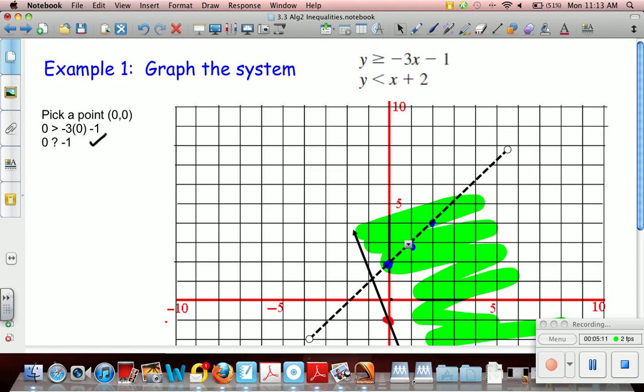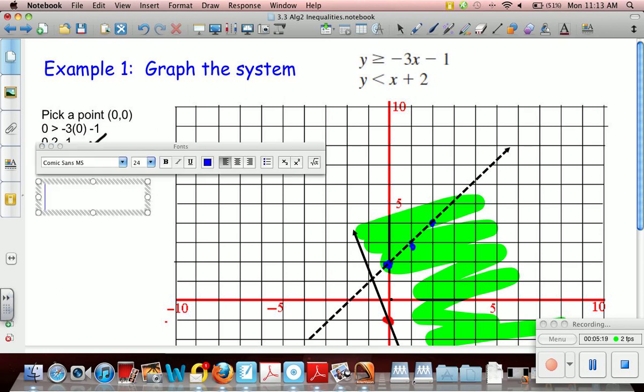Extend it out. And then I need to pick a point for this one. So I pick another point, and it doesn't matter again which one you'd like to pick, but I'd like to pick 0, 0, just because it's easy.